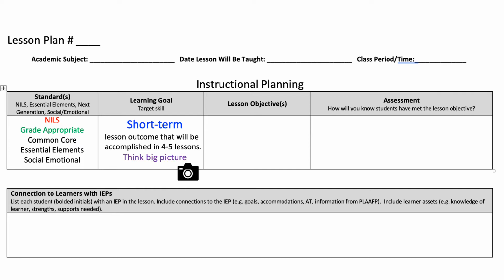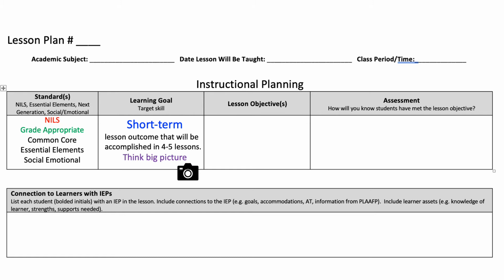Next, we're going to take a look at the learning goal or the target skill. You will select one learning goal that is focused on the academic content that you are planning to teach. Consider this as the big picture of what you're planning to teach during a learning segment of 4 to 5 lessons. Think about the overall learning goal as a short-term learner outcome that is achieved over time by meeting lesson objectives.